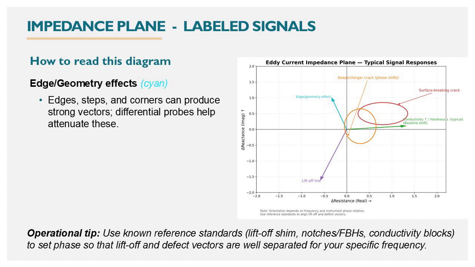Edge or geometry affects the impedance plane, in this diagram labeled with cyan color. Edges, steps, and corners can produce strong vectors. Differential probes help attenuate these. For an operational tip, use known reference standards, lift-off shim, notches or FBHs, conductivity blocks, to set phase so that lift-off and defect vectors are well separated for your specific frequency.